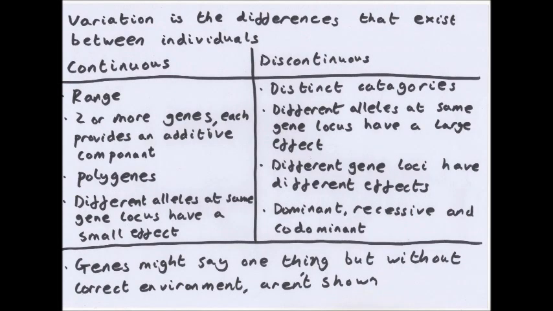Now the first page is just AS stuff, so you should all know this. Variation is the differences that exist between individuals. And you have continuous variation, that has a range of things, so height, weight has a complete range with infinite number of intermediates. You can have two or more genes will provide the effect, and each gene provides an additive component.